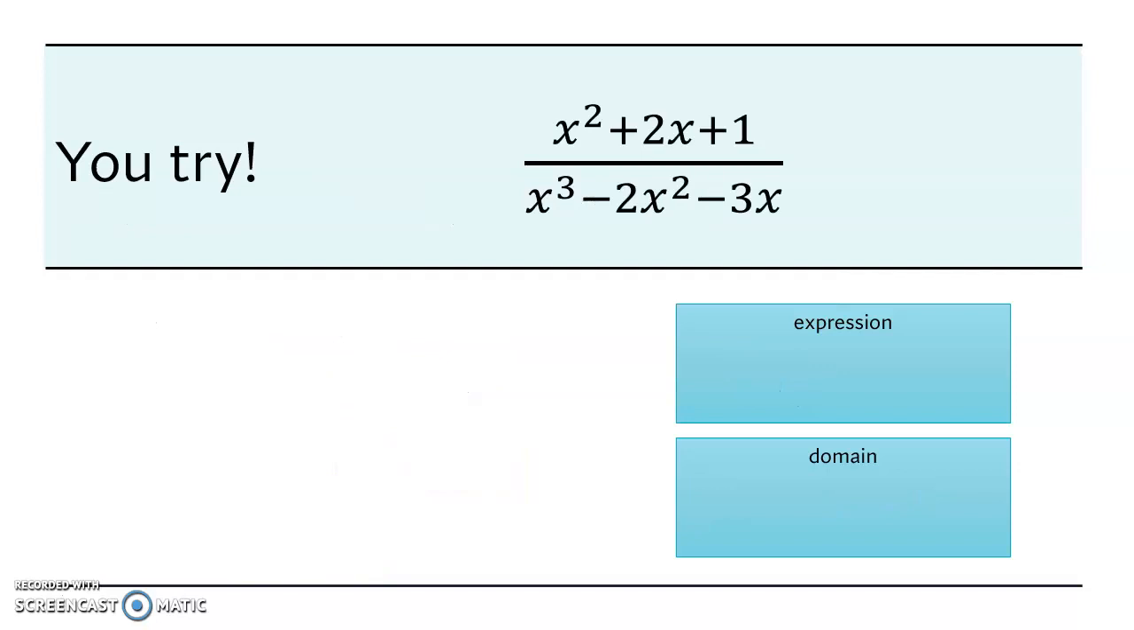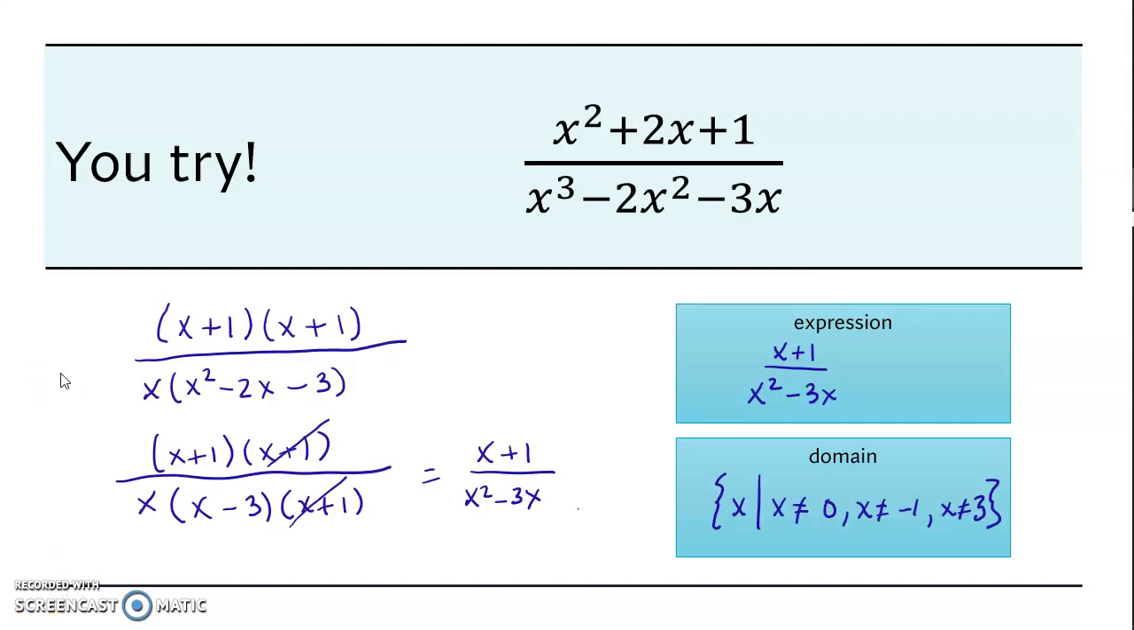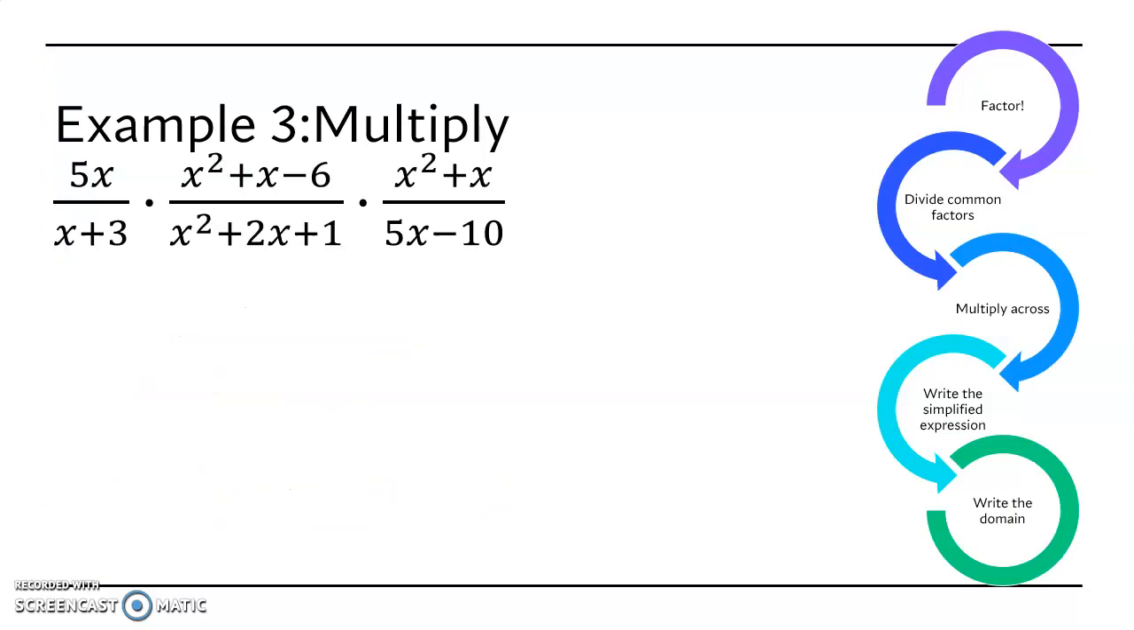All right, so here's one for you to try. Go ahead and pause the video and then come back after you have given it a try. So after factoring the numerator and the denominator and getting things to cancel or divide to make 1, I'm left with x plus 1 over x squared minus 3x. And my domain has to be any place where the denominator of the original function would be 0. So it's all 3 of those places would be restricting the domain.